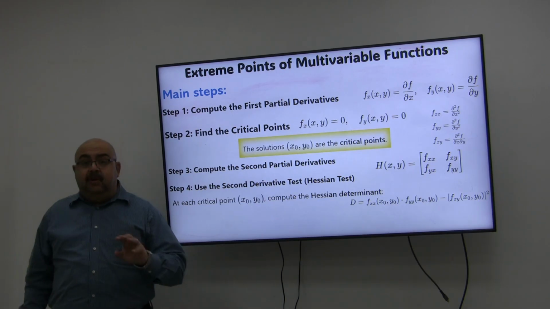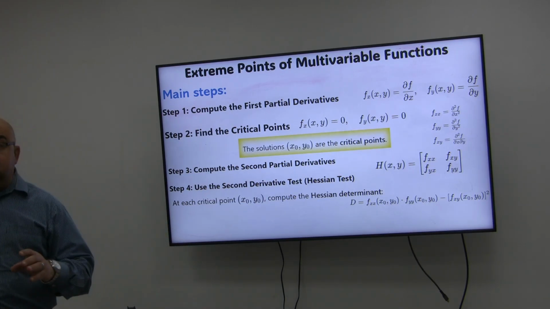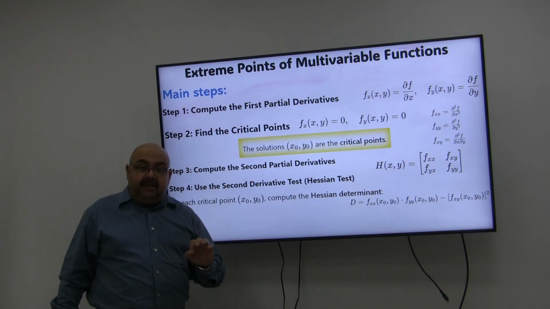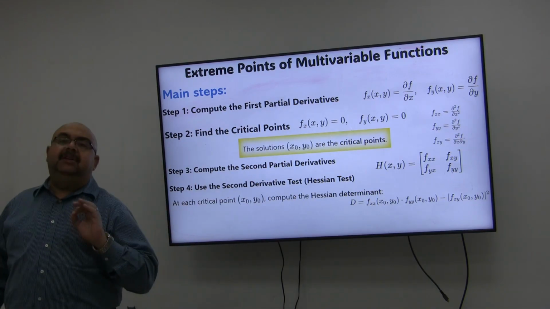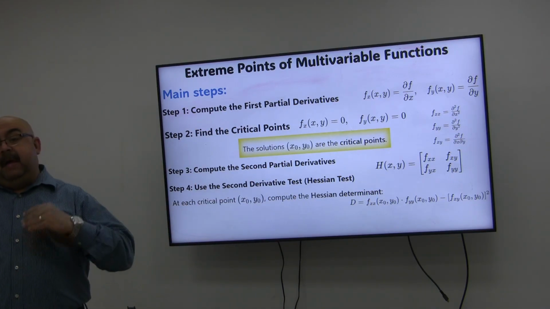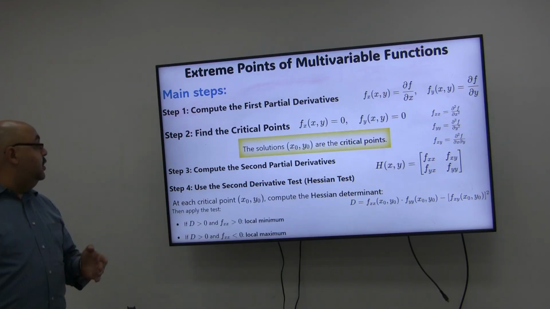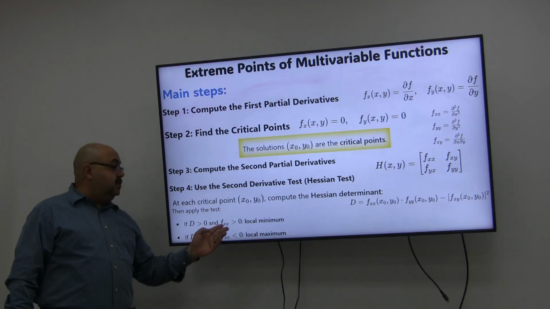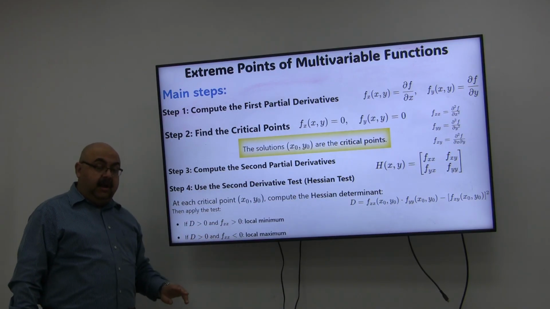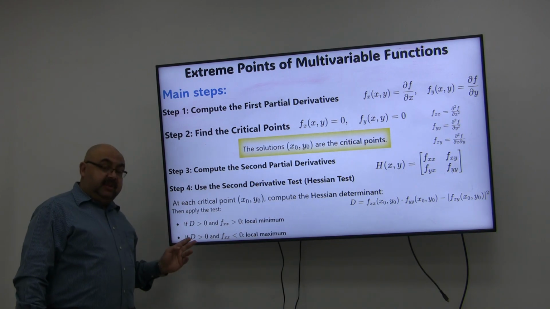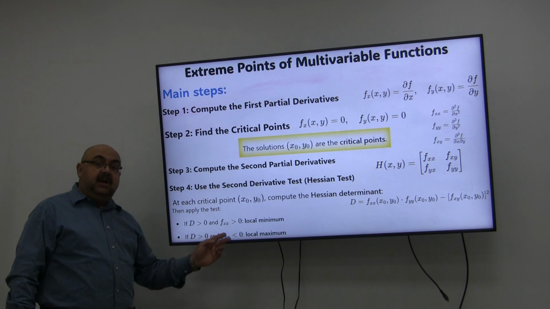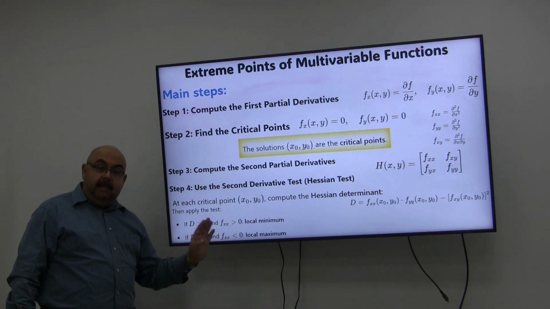Based on the value of the determinant of the Hessian matrix and the value of the second derivative with respect to x at the critical points, I will be able to identify if it is a maximum, a minimum, or a saddle point. So simply, if D is greater than 0 and the derivative of f with respect to x is greater than 0, then it's going to be a local minimum. If the determinant is greater than 0 and the partial derivative of f with respect to x is less than 0, then it's going to be a local maximum.